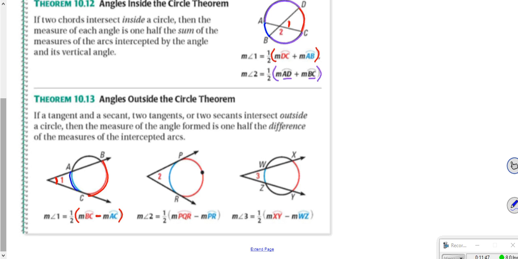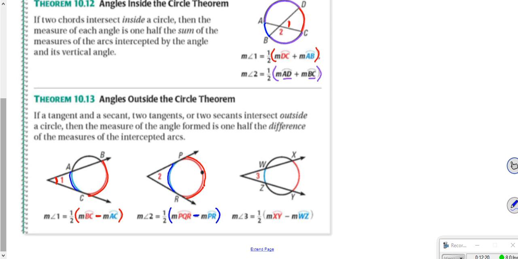Okay, 1/2 the difference. And does it matter which one goes first? Yeah, the bigger one goes first, because if we're going to measure things, we can't have negative angle measures, or negative distances. Same thing with angle 2. Angle 2, again, want to point out the parentheses, point out the minus. It is 1/2 the measure of this outside arc measure minus the measure of the inside arc that's intercepted.